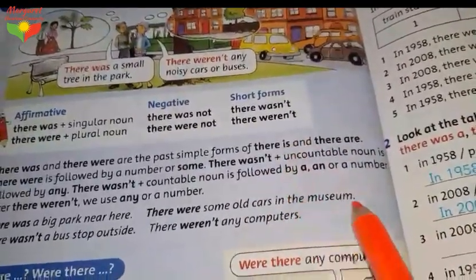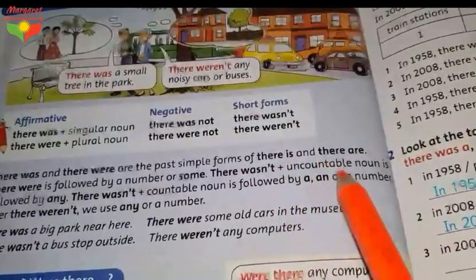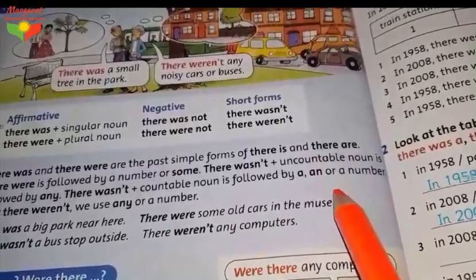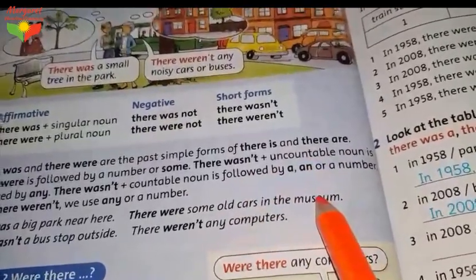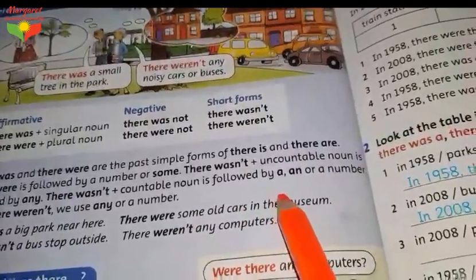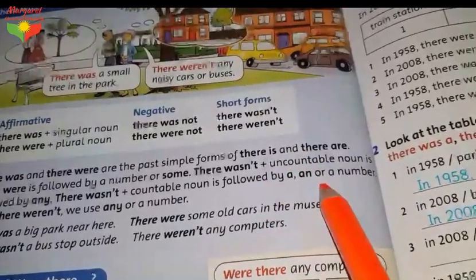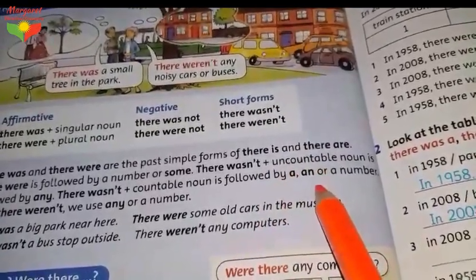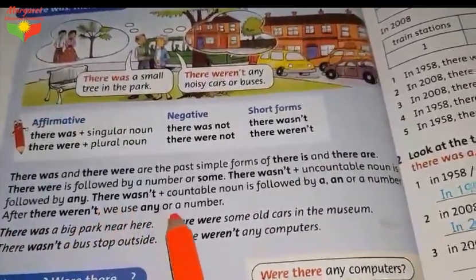But with those things which are countable and start with vowel sounds, like an orange, we can't say a orange. You have to say an orange, an aubergine, an owl, an octopus, for example, or a number. After there weren't, we use any or a number.